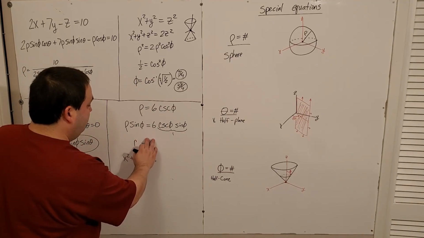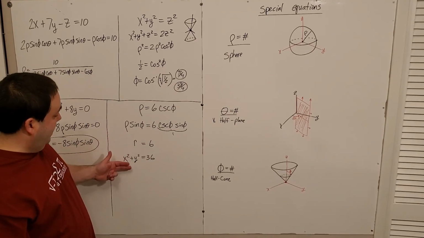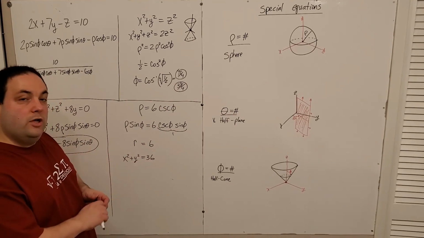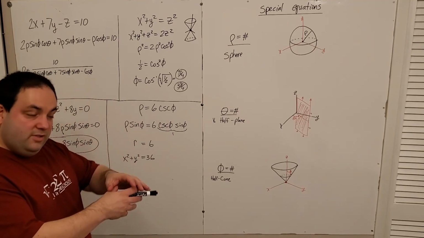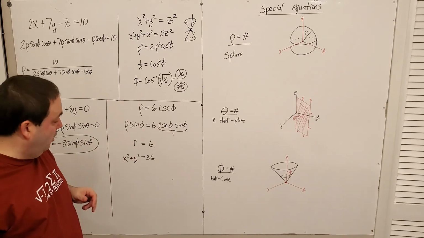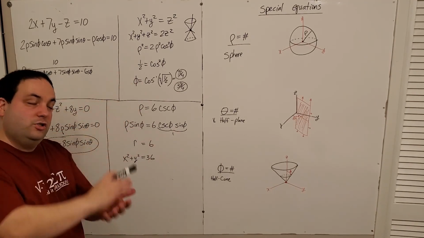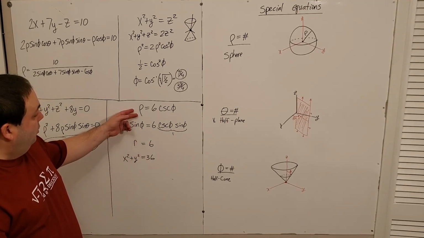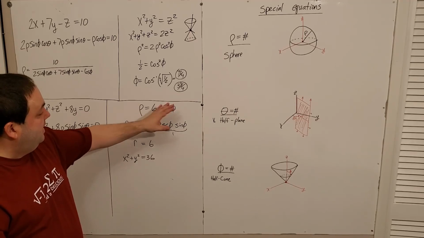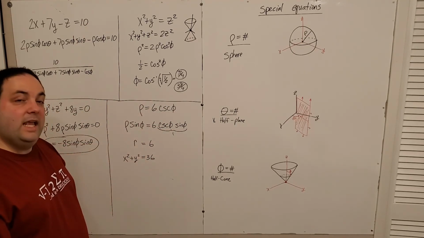So r equal to 6 in cylindrical is the same thing as x squared plus y squared equals 36 in rectangular. And what shape is that? There's no z, remember? So it's a cylindrical surface, and it's circular. So you're actually getting that circular cylinder here. R equals 6, right, in cylindrical. So whenever you're using just cosecant of phi in spherical coordinates, you're actually getting a cylinder there.